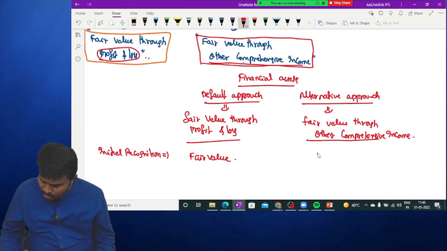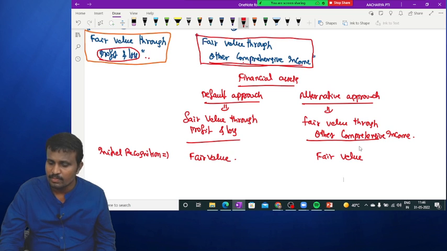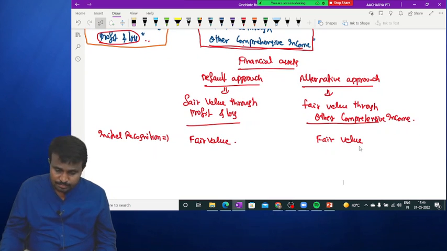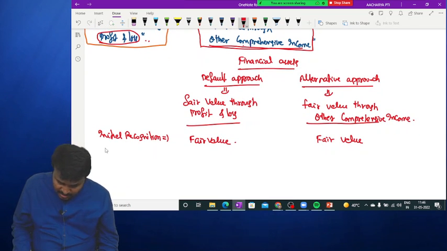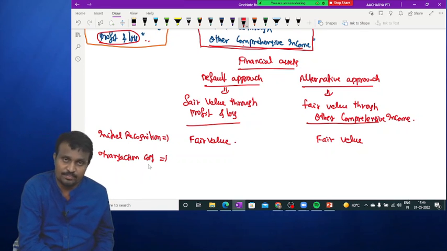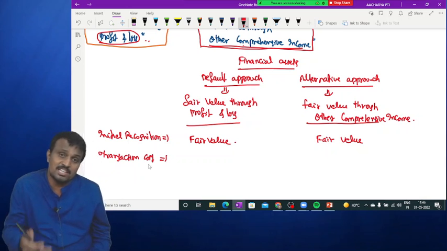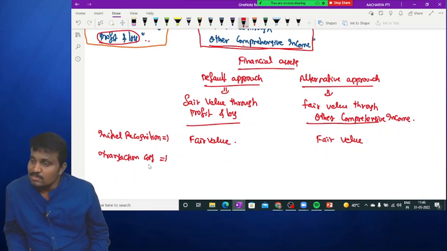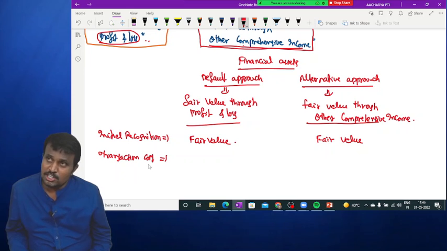And fair value through other comprehensive income, in this case also we record at what? Fair value. And another question is, at the time of initial recognition, whether transaction cost is included or not included. So what is meant by transaction cost, sir? Then tell me one thing, shall we purchase the equity shares of another company directly from the company or through the broker?